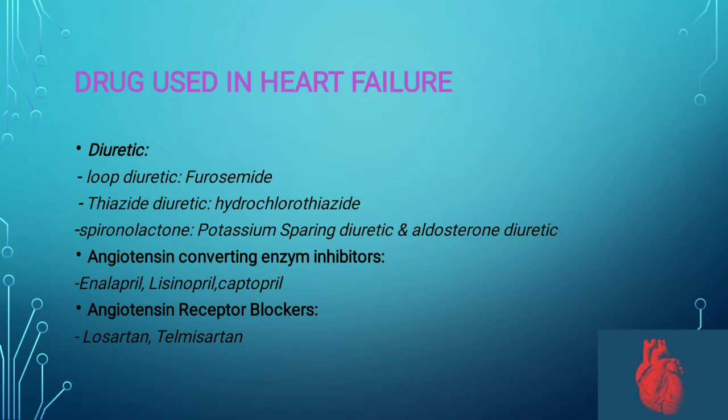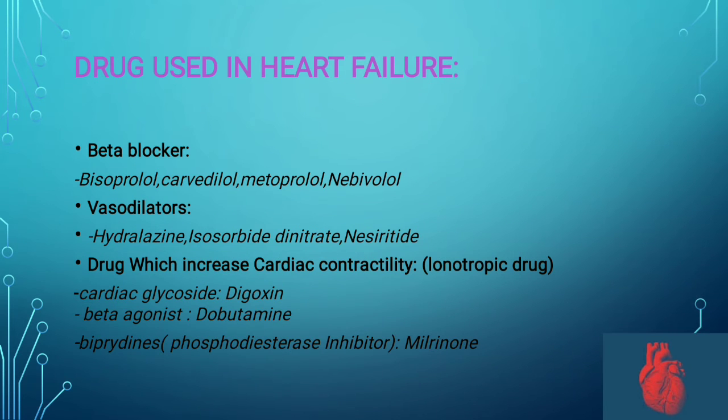Second is angiotensin converting enzyme inhibitors, that is ACE inhibitors, for example enalapril, lisinopril, captopril. Third is angiotensin receptor blockers, for example losartan and telmisartan. Fourth is beta blockers, for example bisoprolol, carvedilol, metoprolol, and nebivolol. Fifth is vasodilators, for example hydralazine, isosorbide dinitrate, and nesiritide.